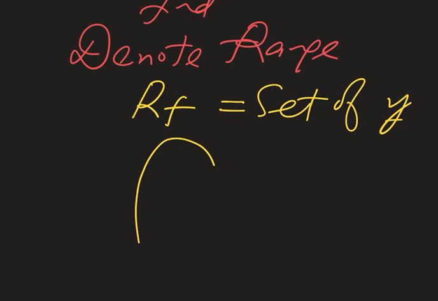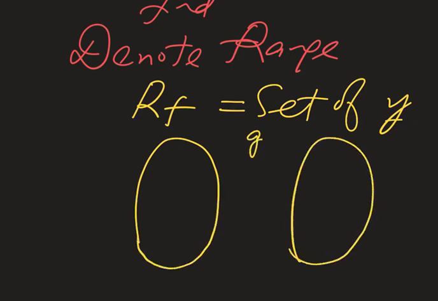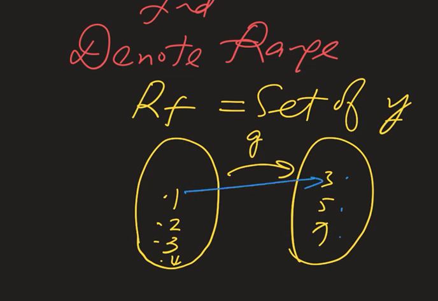For example, like this. You have this g function mapping across. So 1, 2, 3, 4, this 5, 6, 7. So you look at the range here. Normally 2 maps to 5, 3 maps to 7, and 4 maps to 3. So the range of this is 3, 5, 7. Okay, this is a simple illustration.